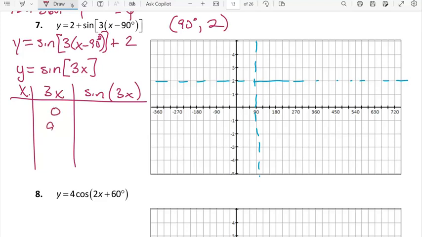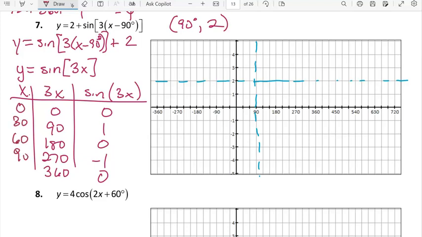Here are our angles. And here are their sines: 0, 1, 0, -1, and 0. If you have 3x and you want to get x, we need to divide by 3. And now we can just graph those points from that new origin.